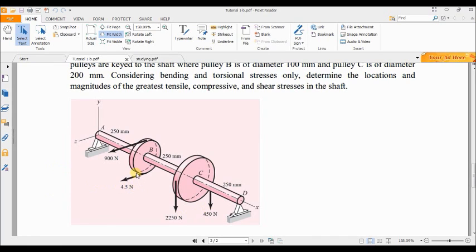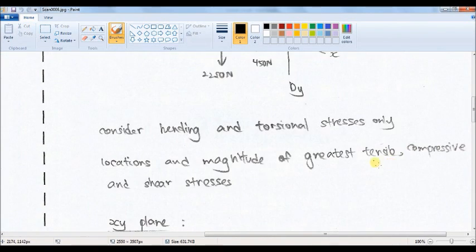As you can see, the direction of these two loads is in Z direction and these two in Y direction, and the shaft axis is X direction. So we have here a 3D problem, and we need to analyze this shaft in two different planes. One time we have to analyze in plane X, Y, and another time we have to analyze in plane X, Z. Okay, let me demonstrate how we can do that.